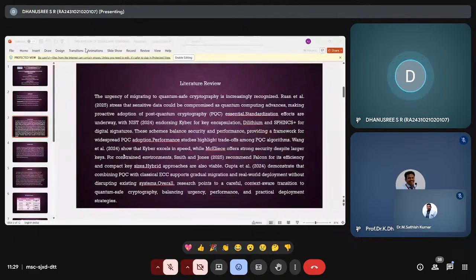To conclude, quantum computing is not just an innovation, it's also a major security challenge. Post-quantum cryptography provides a way to stay ahead by ensuring that even quantum computers cannot break our data protection systems. Gradually, a hybrid transition will make this change practical and safe for real-world use.